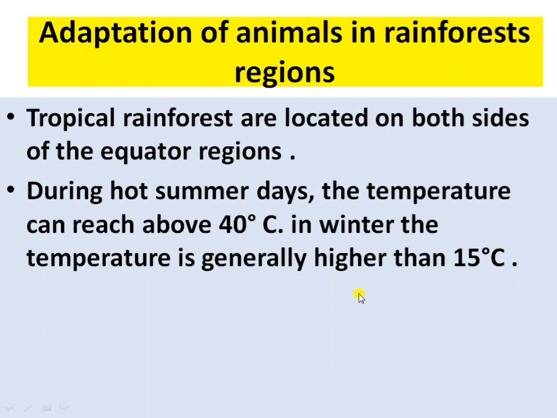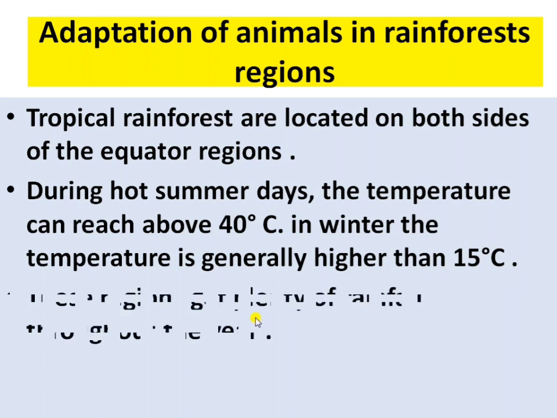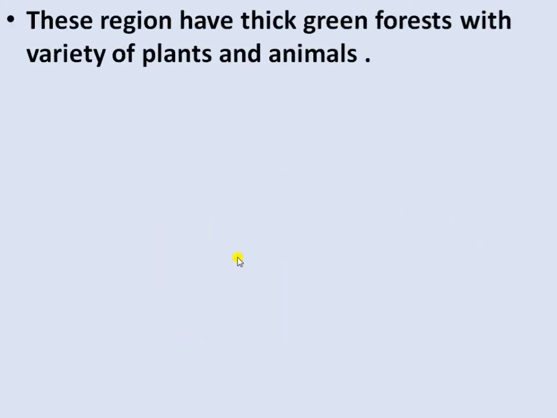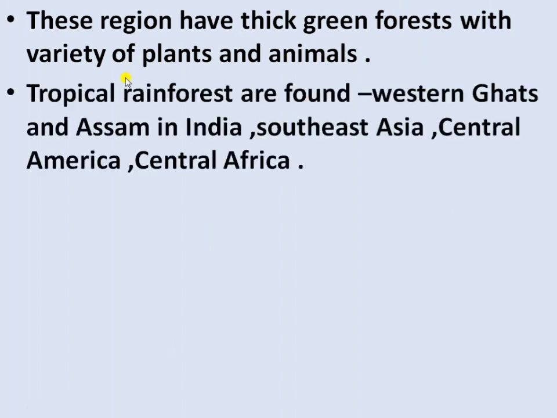These regions get plenty of rainfall throughout the year. And these regions have thick green forest with a variety of plants and animals also. Tropical rainforests are found in the Western Ghats and Assam in India, Southeast Asia, Central America and Central Africa.